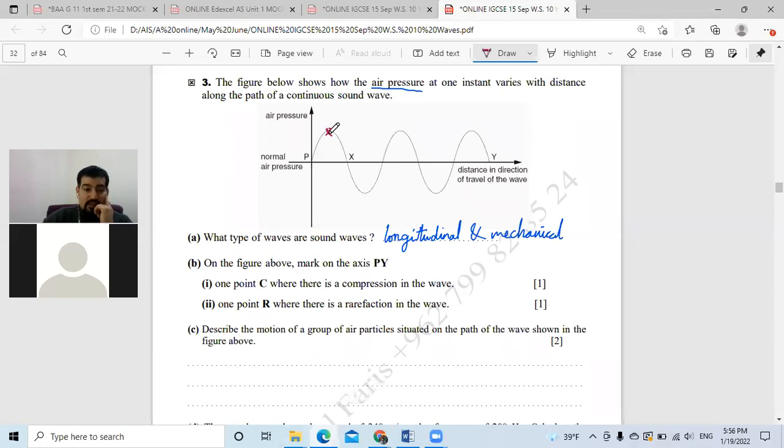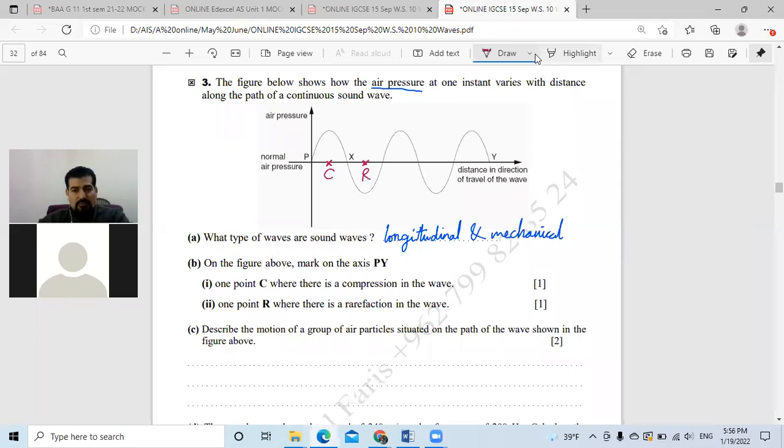No, it's a crest and it's called high pressure, and that's not correct. They tell us to draw on the same axes. So which one is the correct answer? Yes, exactly. It's here where there is high atmospheric pressure. This is the compression, and I will use letter C to represent it. And when there is low atmospheric pressure, I will use letter R to represent the rarefaction.